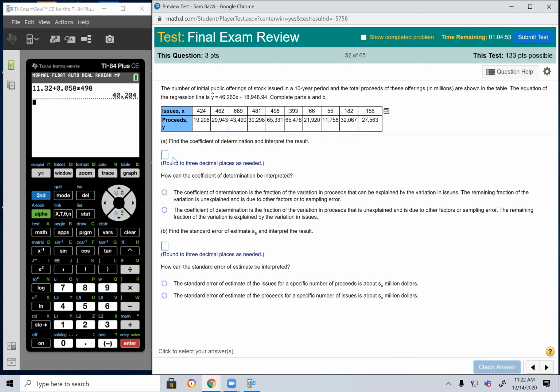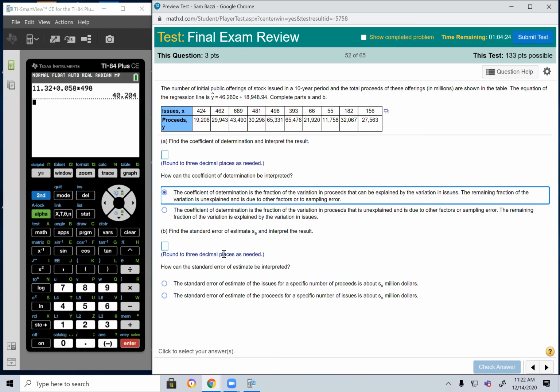So how do you interpret the coefficient of determination? Here's how you interpret it. You change it to a percent. So 29% of the variation in the Y variables can be explained by the variation in the X variables. So let's see which one reflects that. The coefficient of determination is a fraction of the variation in Y that can be explained by the variation in X. That should be this one.